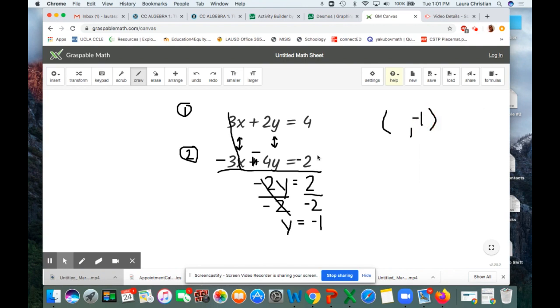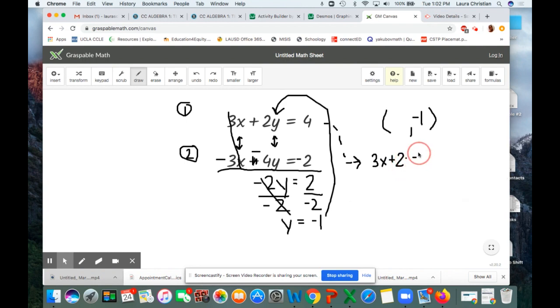So my y value I have as a negative 1 here. To find my x value, I'm going to put this y value back in for y, and then I can solve for x. You can put it into either equation. I just always like to put it in the first equation. So this equation here is 3x plus 2 times my y value, which is negative 1, and this equals 4.